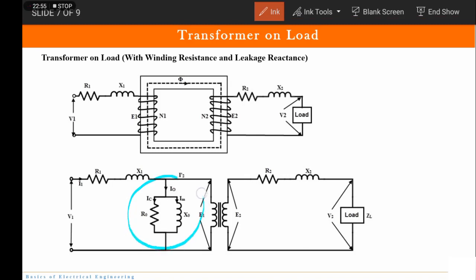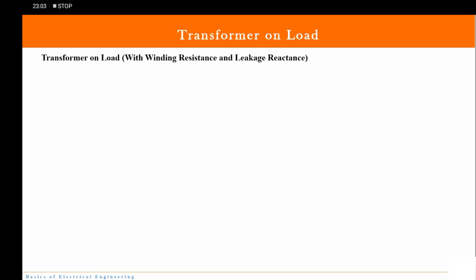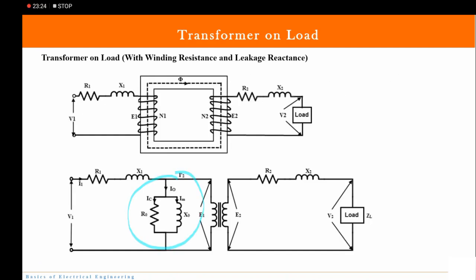Here we have the effect of the input current, which is I0. It has two components. So when this current I1 flows, whenever current flows through a circuit, some voltage is dropped. So now, see.